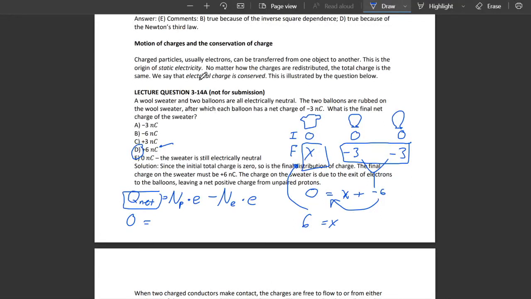I just wanted to reinforce here that in a closed system, like the system we have in 3-14A, where no outside forces interact with the charge on these specific items, Q net is constant. Hence why we're able to make the assumption that the initial overall charge of the system is equal to the final charge of the system. Because it is a closed system, any change in charge in one particular part of the system has to be accounted for by a change in another part of the system. So we know that the sum of these two charges is equal to the charge change on the wool sweater. Hence why we have a positive 6 charge for the sweater and 2 negative 3 charges for the balloons, because we have this constant electrical charge within this system.